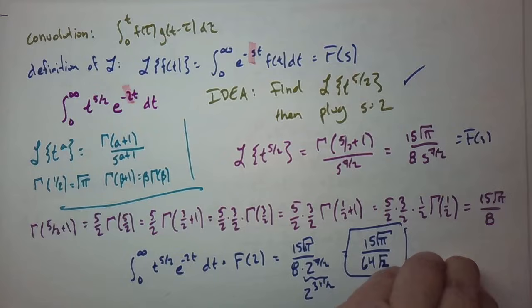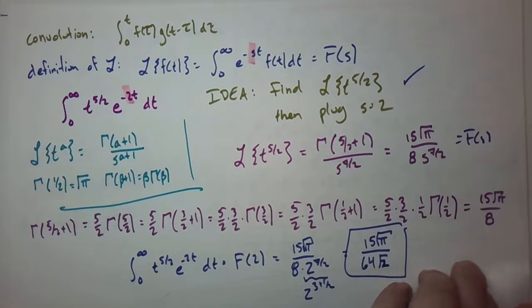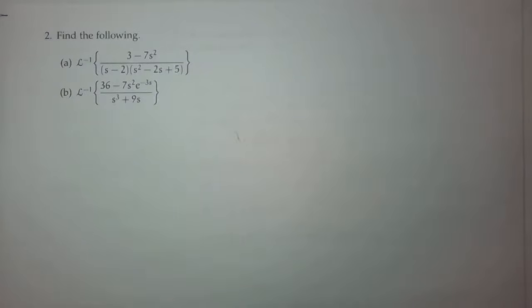All right. On to number 2. Find the following. The inverse Laplace of 3 minus 7s squared over s minus 2, s squared minus 2s plus 5, and the inverse Laplace of 36 minus 7s squared e to the minus 3s over s cubed plus 9s. All right, so inverse Laplace of very explicitly given functions.